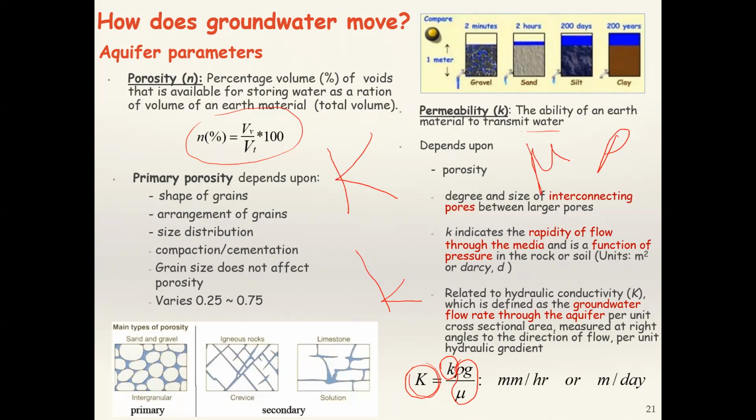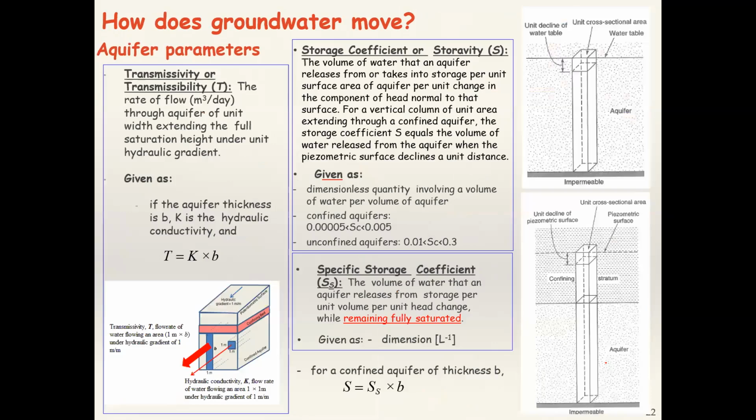Then the units. Hydraulic conductivity has the unit. It can be like millimeters per hour, meter per second, or commonly we use meter per day, right? Meter per day. So you need to remember the difference between the hydraulic conductivity and the permeability. Right.